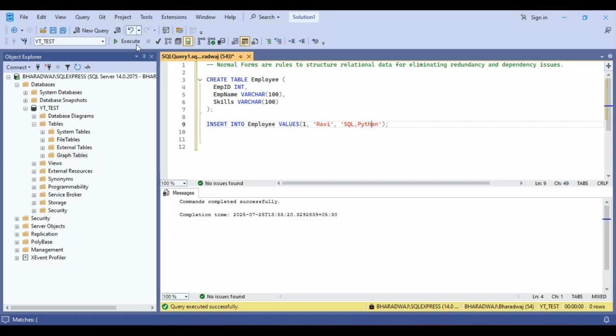If I try to execute this, we are getting the output, one row affected. So this is fine. Basically what we have done here is inserted the data, but it violates the one normal form, making querying specific skills hard. So this is how we make use of the one normal form, 1NF.